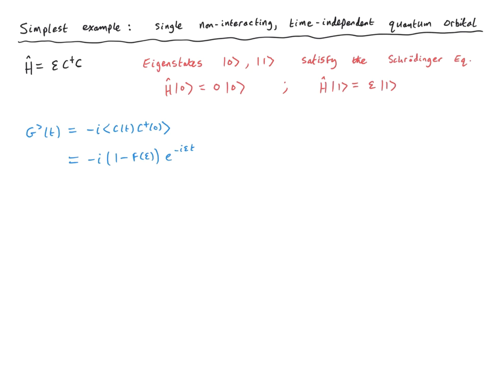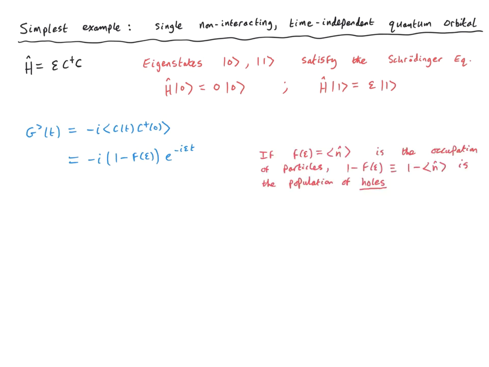I will leave it as an exercise for you to prove that the g greater function can be written in this form, as minus i times 1 minus the Fermi function times the factor e to the minus iεt. Now, we can interpret the factor of 1 minus f of ε here as being the population of holes. If f of ε was equal to the expectation value of the number operator, that would of course give us the occupation of particles. So 1 minus f is then the occupation of the holes.